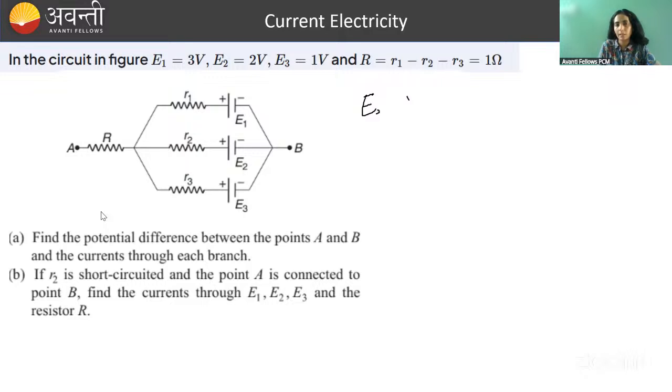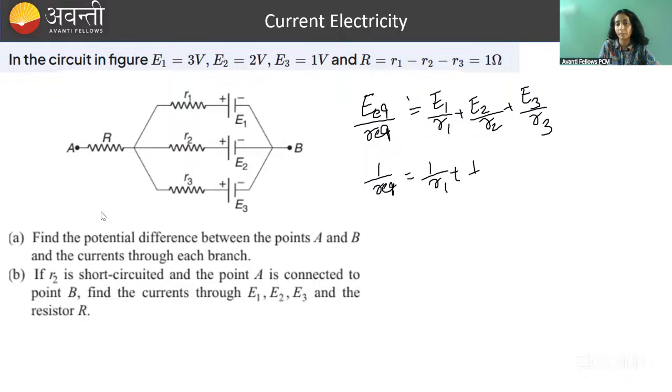It is E equivalent by R equivalent when cells are connected in parallel. Then it is E1 by R1 plus E2 by R2 plus E3 by R3. And here there are three cells, so I am limiting this up to three. And 1 by R equivalent will be equal to 1 by R1 plus 1 by R2 plus 1 by R3. This is the formula that you may find helpful in solving it. Do it now.